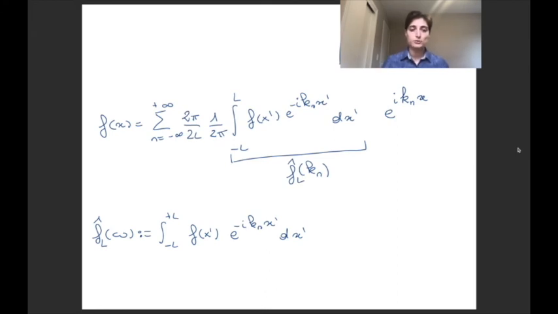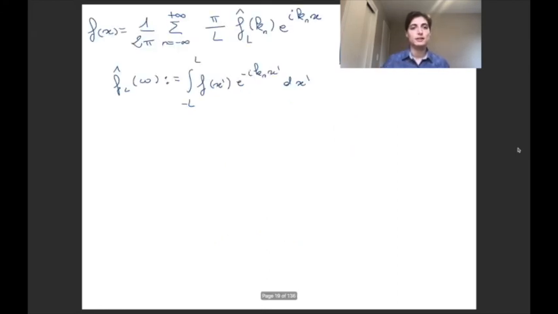And with this new definition, we can write f(x) as a 1 over 2 pi bi-infinite sum of pi over L f hat k_n. We have the same problem in the definition of f hat, that omega on one side and k_n on the other.